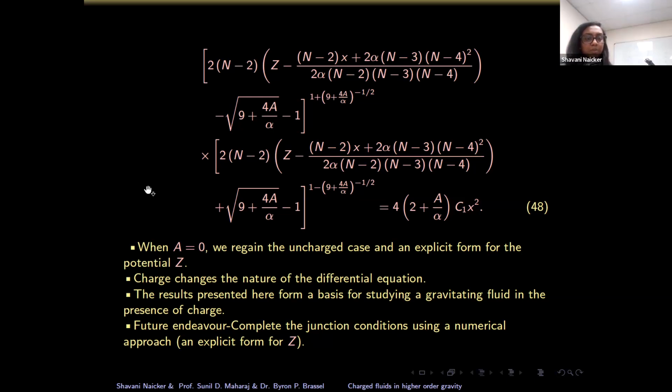Now, our solutions presented here form a basis for studying a gravitating fluid in the presence of an electromagnetic field, and a future endeavor would be to obtain the physical analysis of these solutions, so to obtain the energy conditions, to see whether these solutions are physically acceptable. And we also need to complete the junction conditions using a numerical approach. So that means we need to obtain an explicit form for Z in order to complete the junction conditions. We need Z equals to.